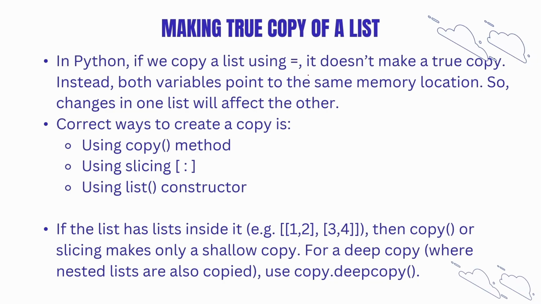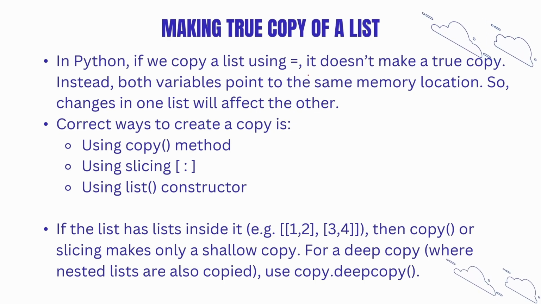Okay, so the next topic is making a true copy of a list. So in Python, if we copy a list using the equal to operator, it does not make a true copy. Instead, both variables point to the same memory location, so changes in one list will affect the other. So what it means is, let's say we have a list 1 and we create another list 2, which is equal to list 1. Whenever we make any changes to list 2, the same changes are updated to list 1 as well. So it does not create a true copy. Because we want list 2 to be independent of list 1, but what is happening here is list 2 is also referring to the same memory location.